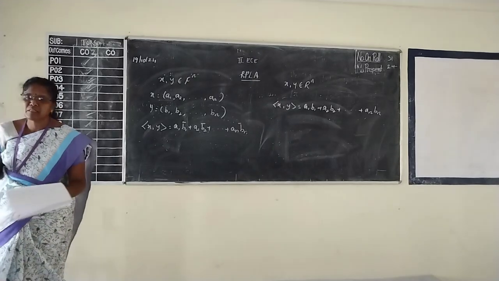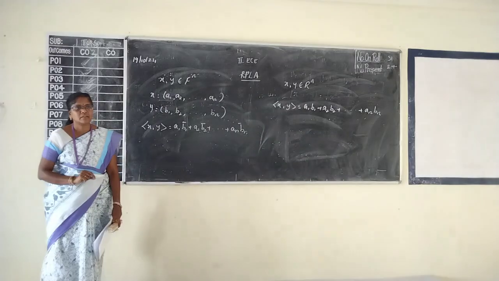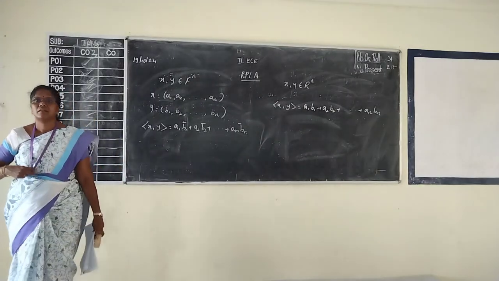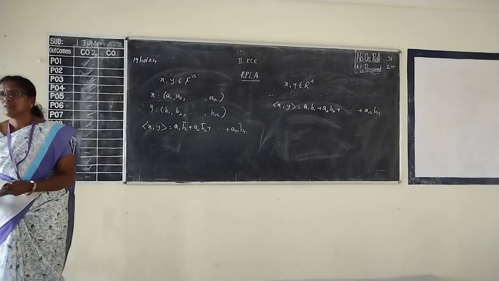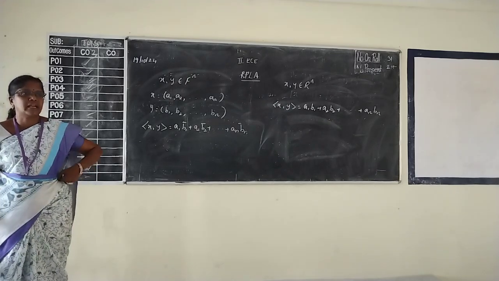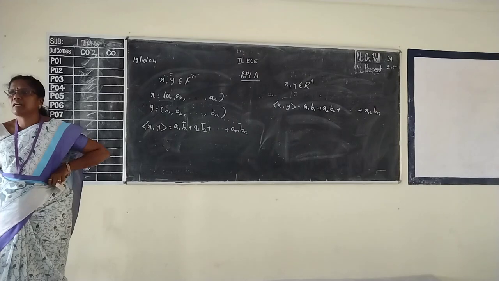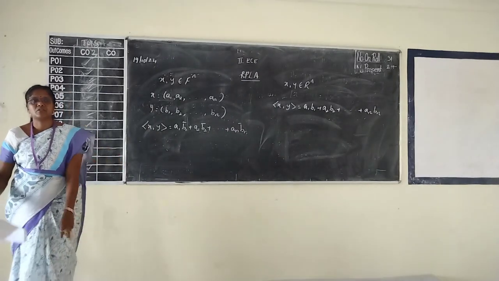Any vector space will be said to be an inner product space if it satisfies how many conditions? Four. You have to check all the four conditions. If all the four conditions are satisfied, then we can say our vector space is an inner product space. So start with the problems.